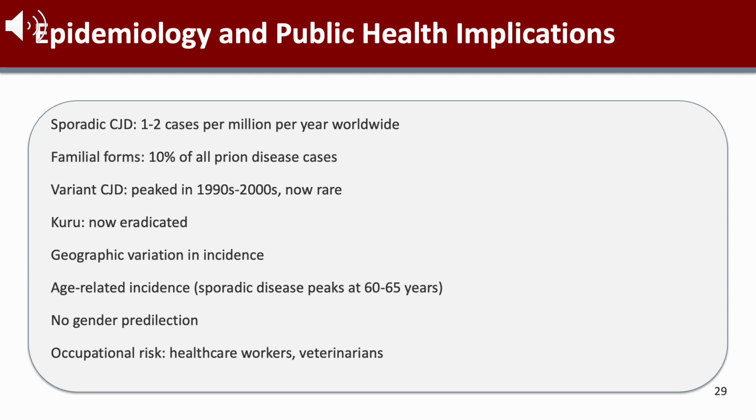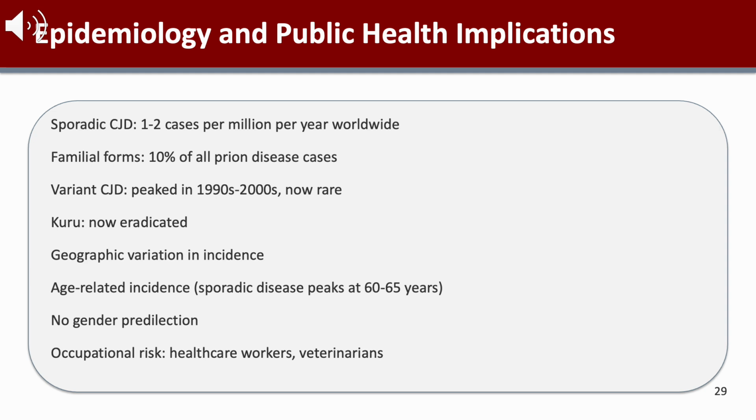Prion diseases are rare conditions, with sporadic Creutzfeldt-Jakob disease occurring at a rate of approximately 1 to 2 cases per million people per year worldwide. Familial forms account for about 10% of all prion disease cases. Variant Creutzfeldt-Jakob disease peaked in the 1990s and early 2000s, but is now rare, reflecting the decline in bovine spongiform encephalopathy and changes in meat processing practices.